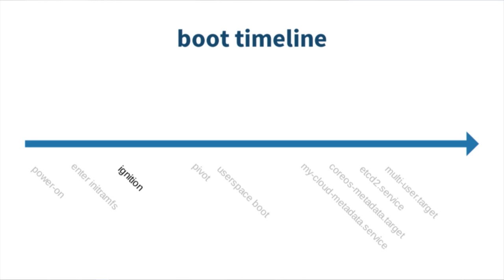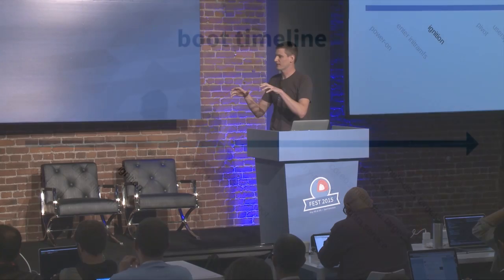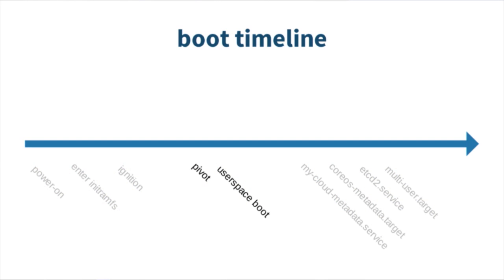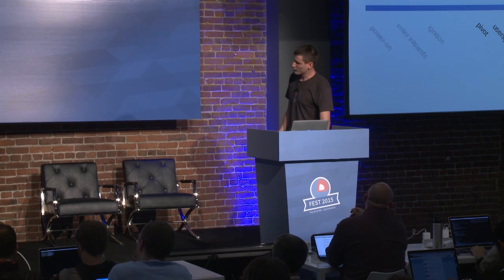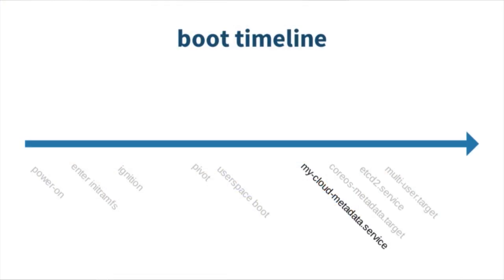So ignition, of course, is going to configure this disk at this point. It's going to write down service files. It's going to write down any other configuration you need on your system. And once it finishes, it's going to pivot into user space boot. So at this point, this is the moment that systemd takes over and begins starting our system. We already have all of the files necessary on the system. So in this particular example, let's say we're going to run etcd2. Okay? Assuming you have your service files written correctly, the first thing that systemd is going to fire off is this example my cloud metadata service.